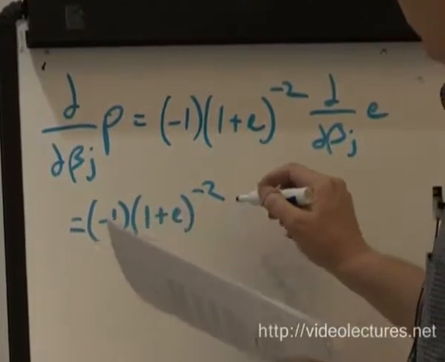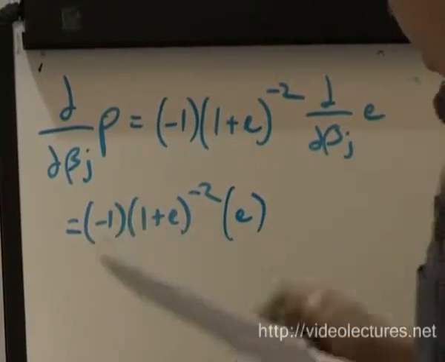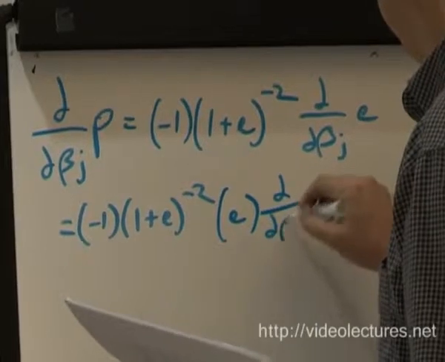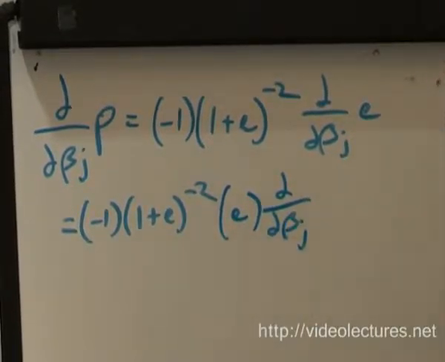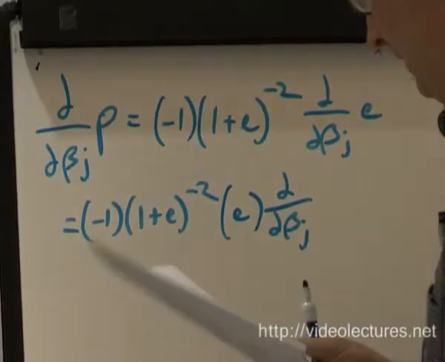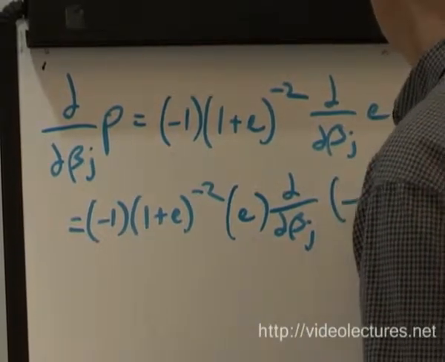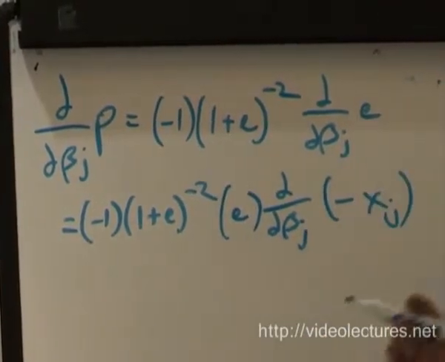So I get e, and then d by d beta j. Now I'm taking the derivative inside the exponential, which is a linear function. So I just pick out the term here that involves beta j, and that is minus xj. So I've worked out the derivative.